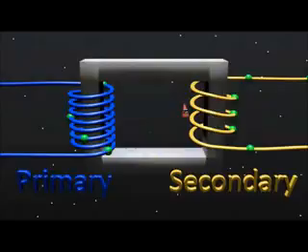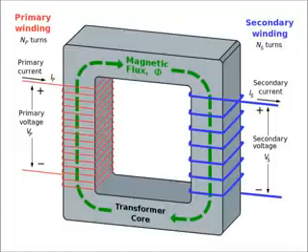Hello friends, today we will learn about the basic operation of a single phase transformer. It is used to control the voltage level. It can be used as a step up or step down transformer. To overcome the losses, electricity from the generator is passed to the step up transformer.